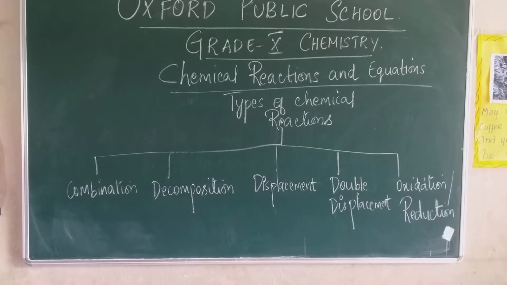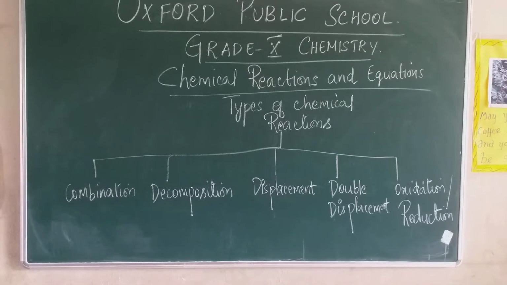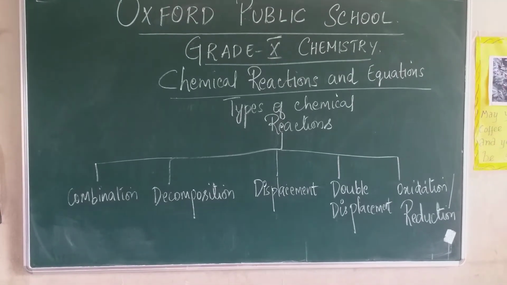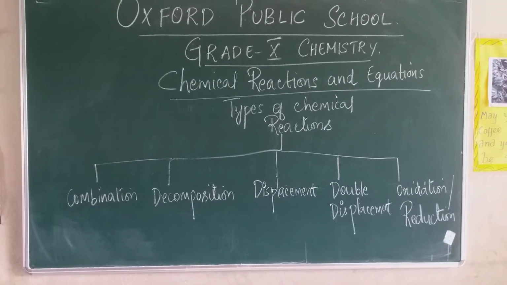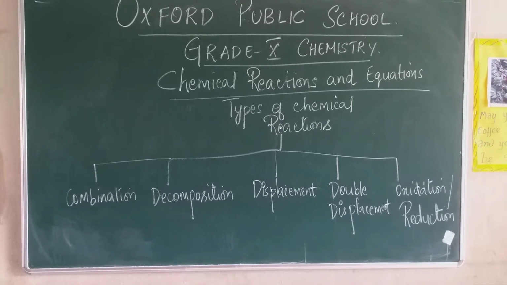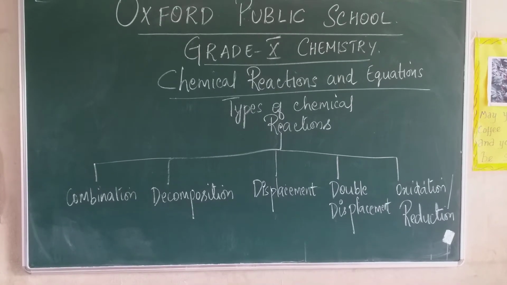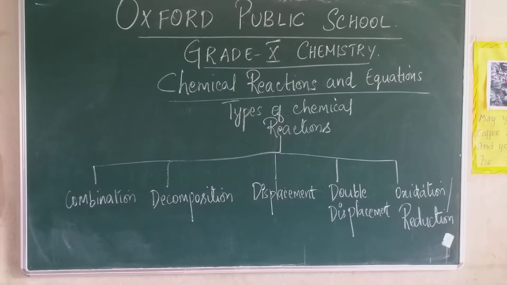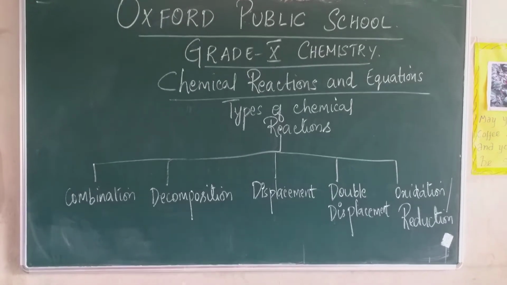Today we are going to see major types of chemical reactions. First one is combination reaction, second one is decomposition reaction, third one is displacement reaction, fourth one is double displacement reaction, and fifth one is oxidation and reduction reaction.